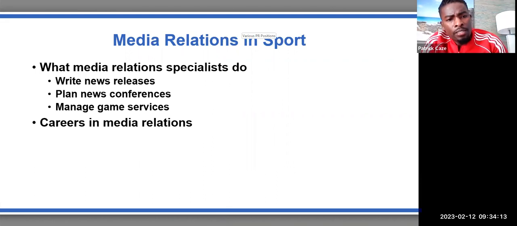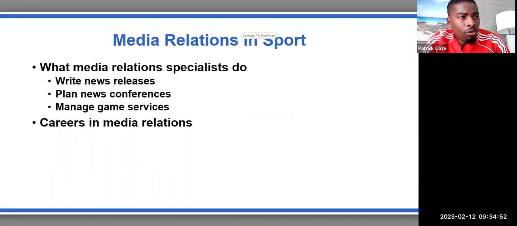Media relations specialists, they write news articles, they plan news conferences, they manage game services. And so when it comes to media relations, it's really about creating a nice, healthy relationship with the press, all right, with the news, the sports writers, to make sure that they understand, okay, after the game, we're having a press conference and you have 5 minutes to ask certain questions, and certain people are going to come out. Like, who is it that you want to speak to, right? We may talk to the main people, right?